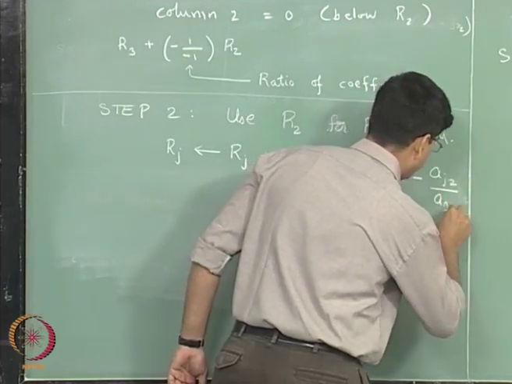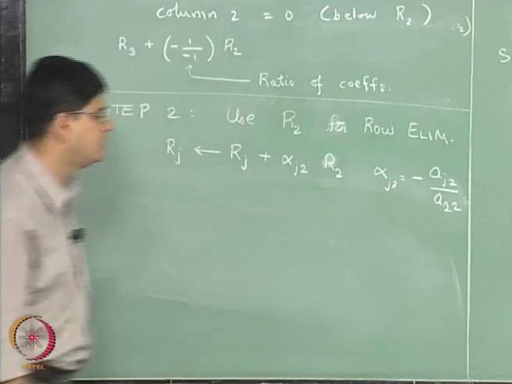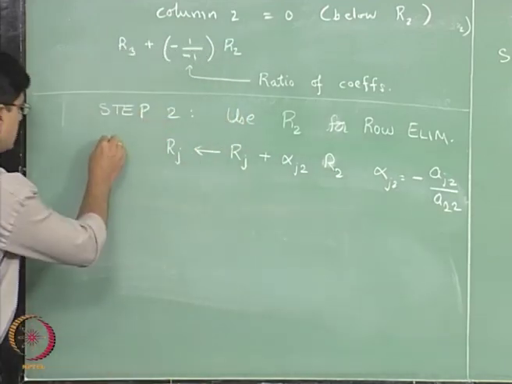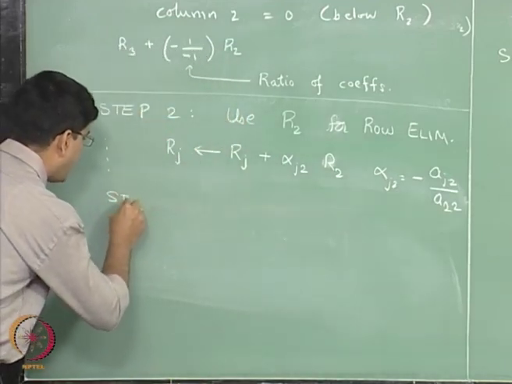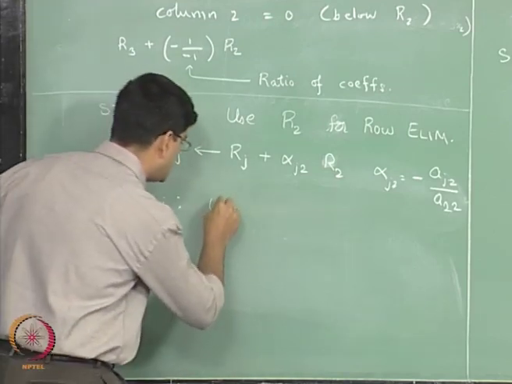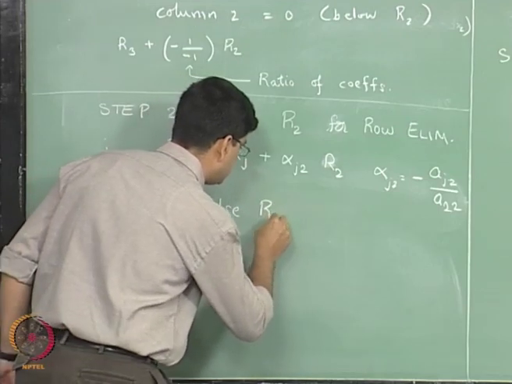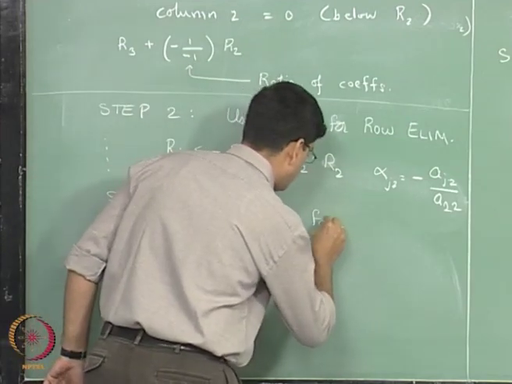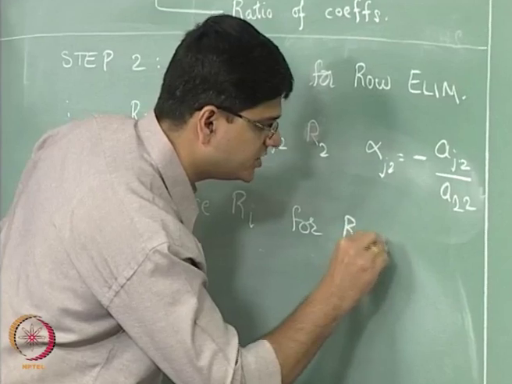And so on up to step i, which is going to be to use the ith row for row elimination.